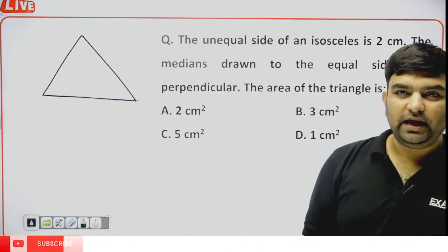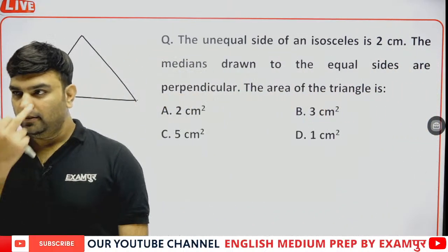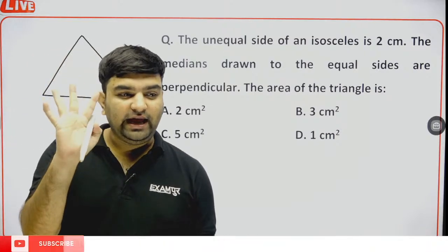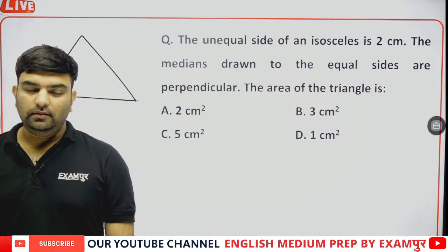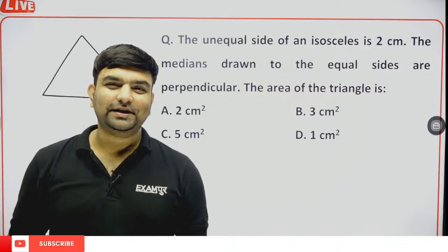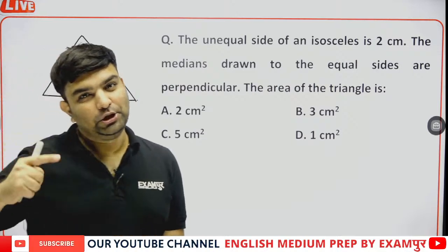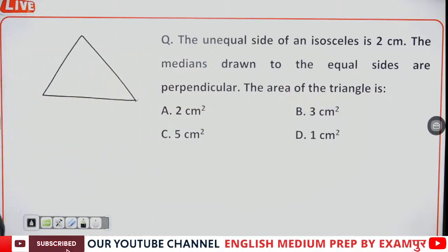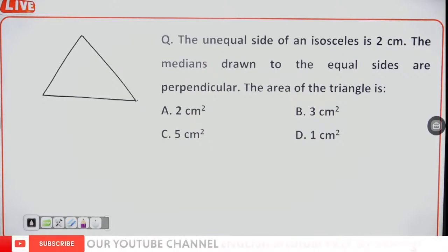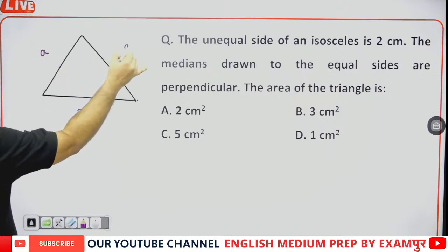The unequal side of an isosceles triangle is given. It's a 10-point question with solution. The unequal side is 2. The equal sides are A and A.